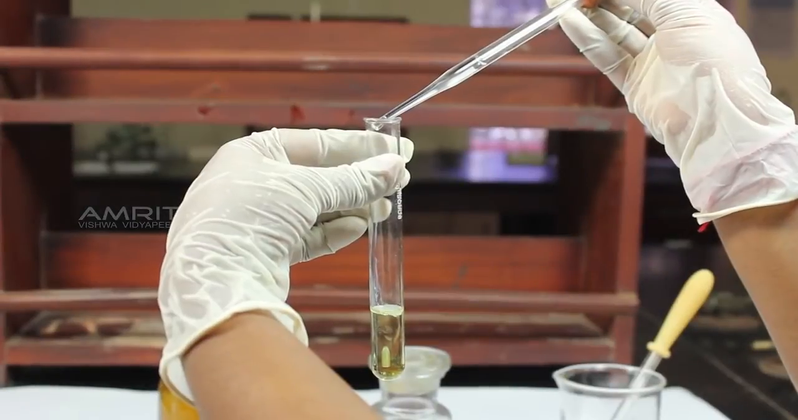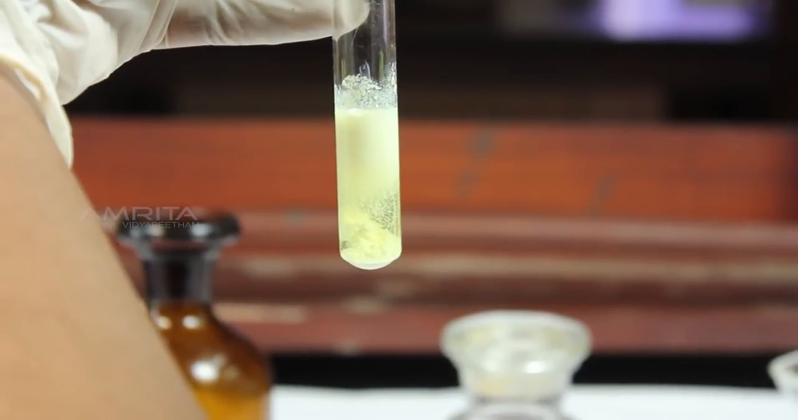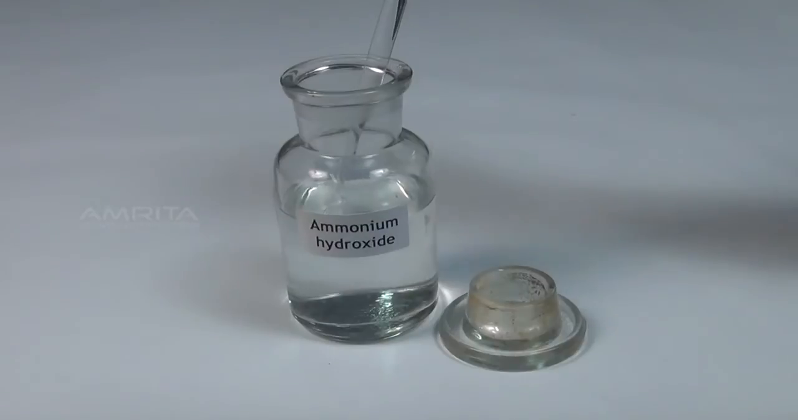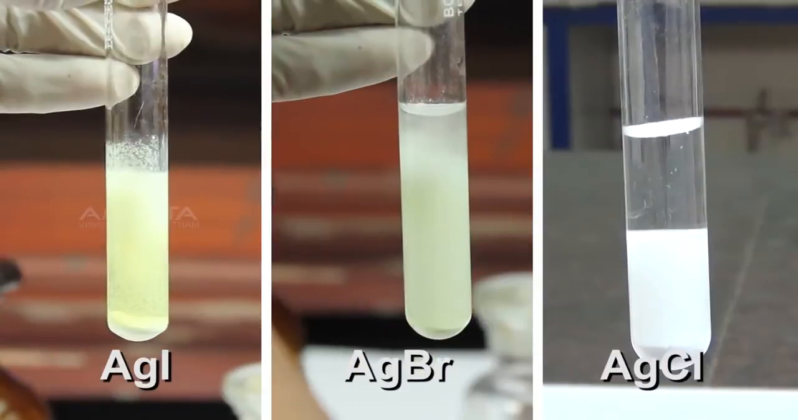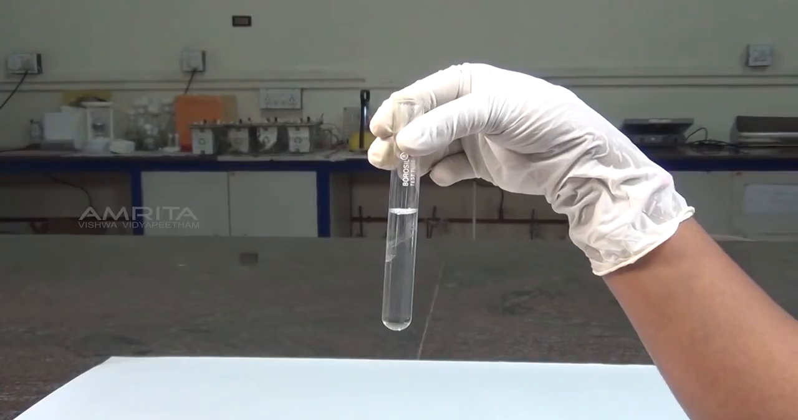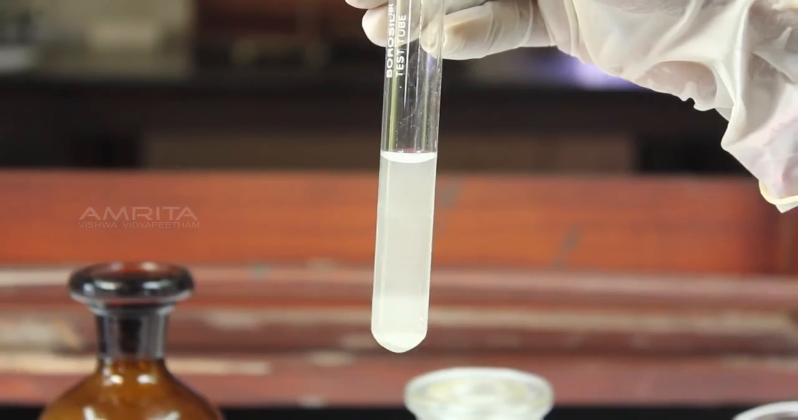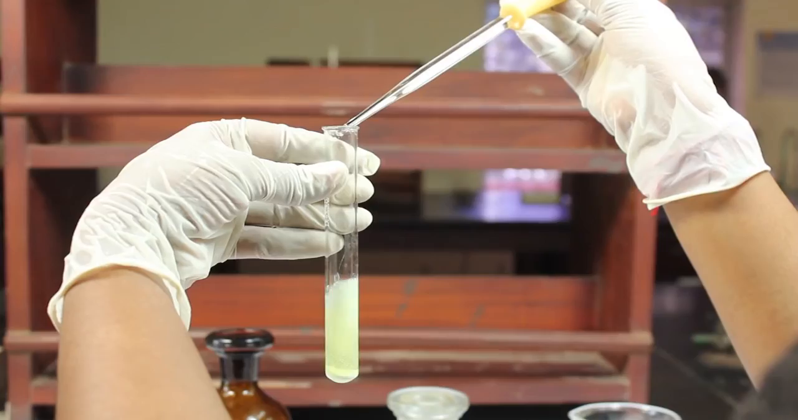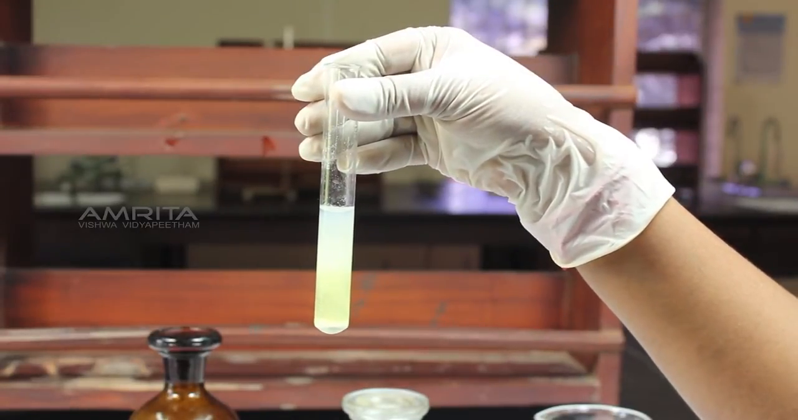If the organic compound contains iodine, the sodium iodide formed during fusion reacts with silver nitrate to form a yellow precipitate of silver iodide. Now, using another dropper, add excess ammonium hydroxide to the precipitates. Silver chloride is soluble in ammonium hydroxide. Silver bromide is sparingly soluble in ammonium hydroxide. Silver iodide is insoluble in ammonium hydroxide.